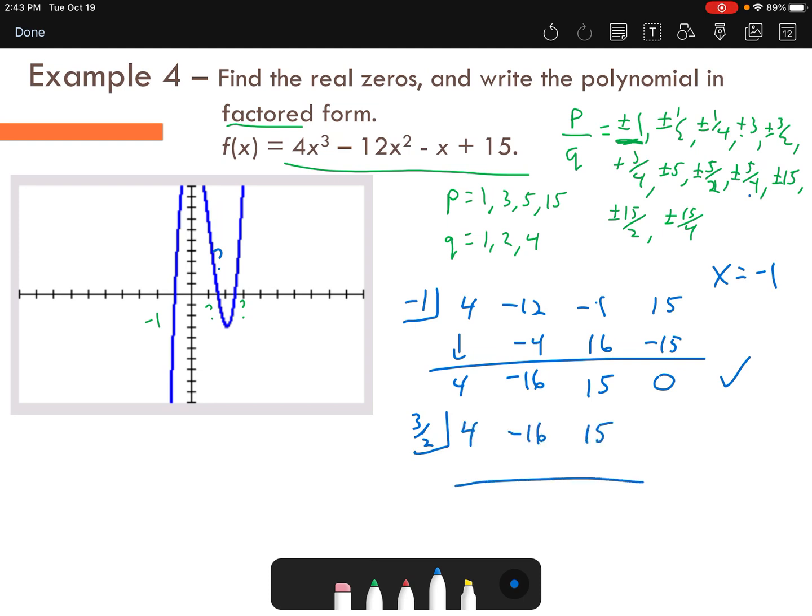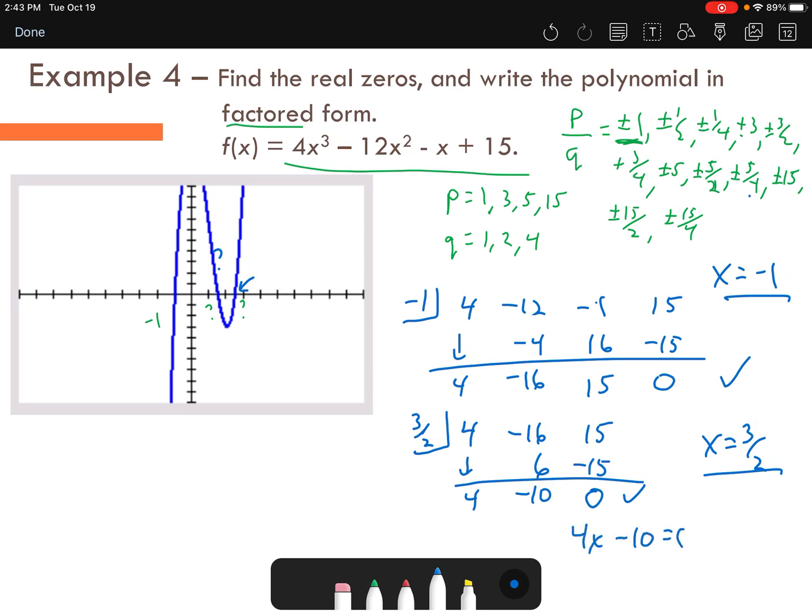So we have 4, -16, and 15. Bring down the 4. 3/2 of 4 is 6. That's a -10. 3/2 of -10 is -15. Boom. 3/2 is a 0. So we have -1 and 3/2. But it looks like we have a third.